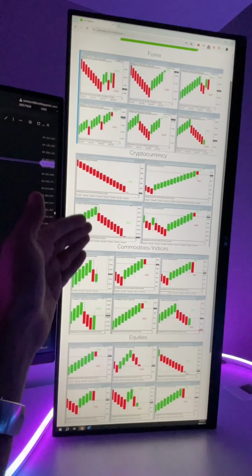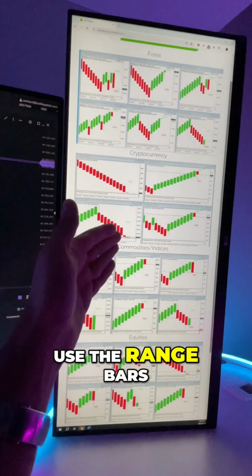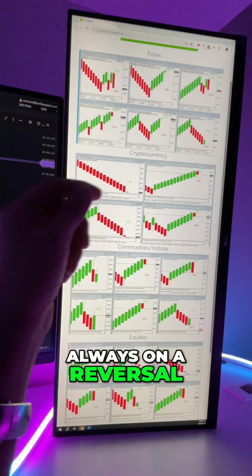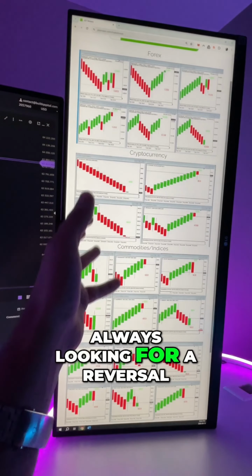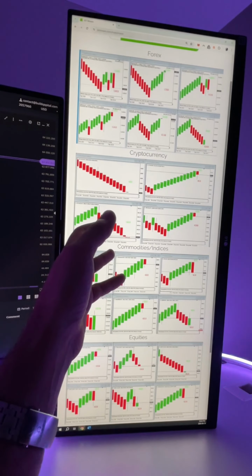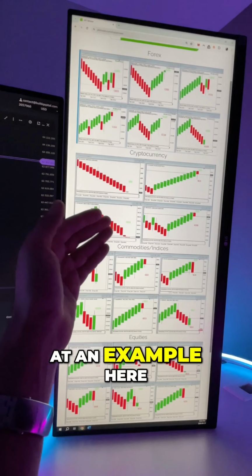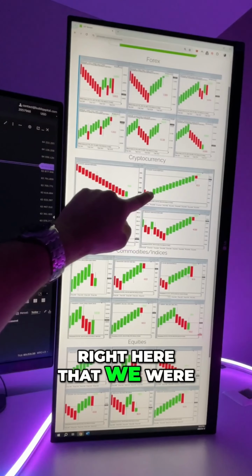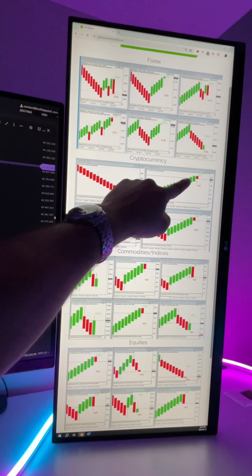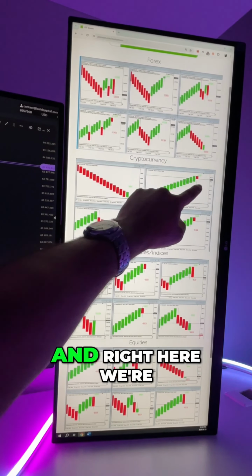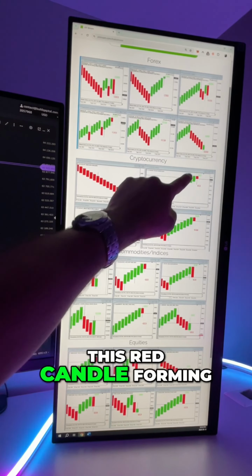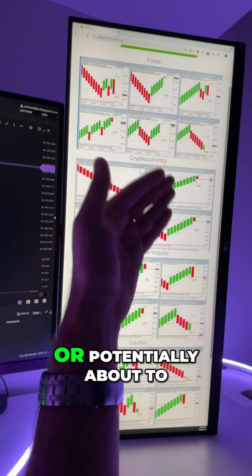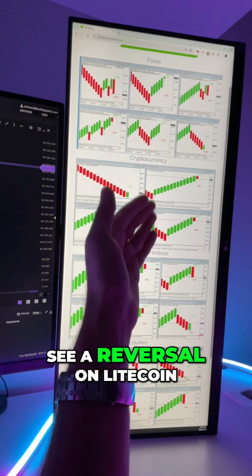Now let's go over how to use the range bars. The way we use the range bars is always on a reversal. We are always looking for a reversal of a trend. Let's look at an example here. This is the Litecoin chart. We can see right here that we were in this nice big uptrend on Litecoin. And right here, we're starting to get this red candle forming, which means that we're potentially about to see a reversal on Litecoin.